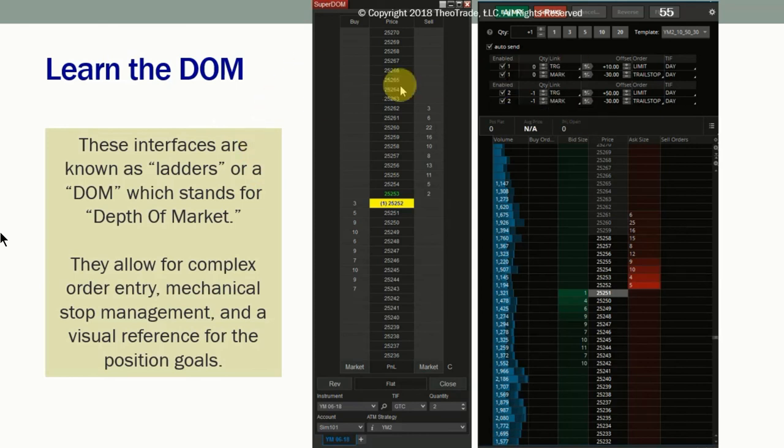So these are a couple of domes here. This is TD Ameritrade Active Trader on the right side. This is NinjaTrader in the middle here. These are known as a ladder or depth of market. You can see why it's called depth of market: you can see how many offers are sitting up here above the price, and how many bids are sitting here below the price. Offers, bids, it's the same thing. You'll see the same structure: buy, sell, bid size, ask size. Buy orders, sell orders. If you put in a buy order, it'll show up here. If you put in a sell order, it'll show up here.